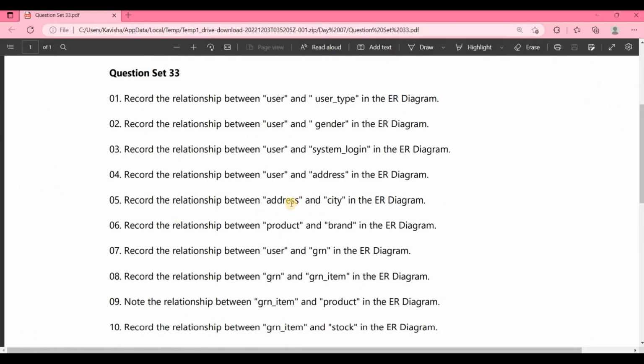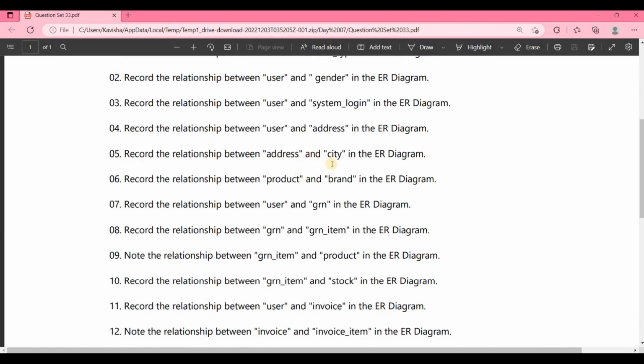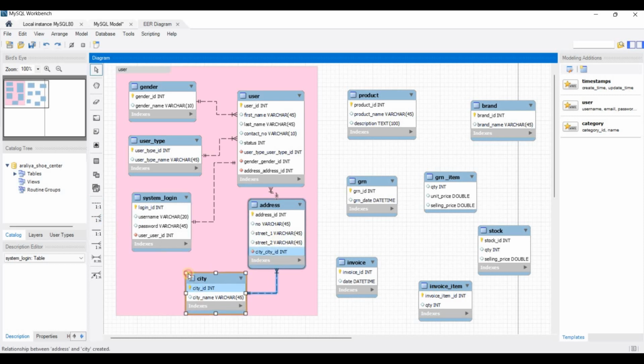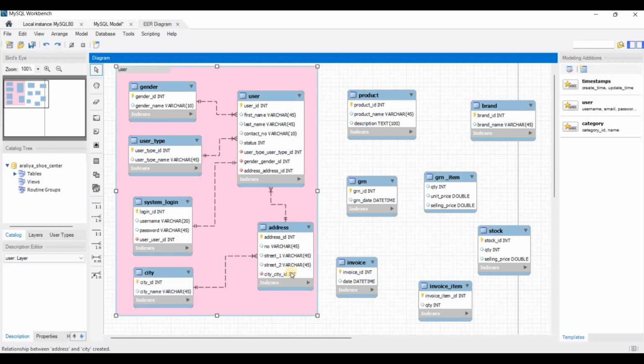In the next question, what's the relationship between address and the city? So now we're going to make the relationship between city table and the address table. When we get one city, there will be so many addresses, so many homes, so many places in one city. When we get one address, there is only one city in an address. So relationship is one to many. So here's the many side and here's the one side. So here's the relationships in the user side. Now I'm going to discuss the other questions.